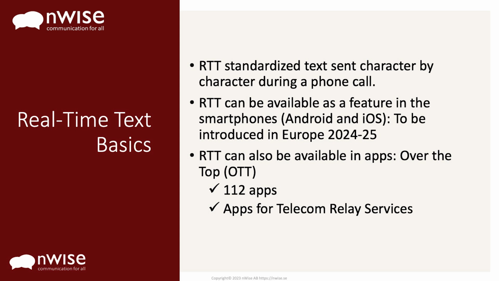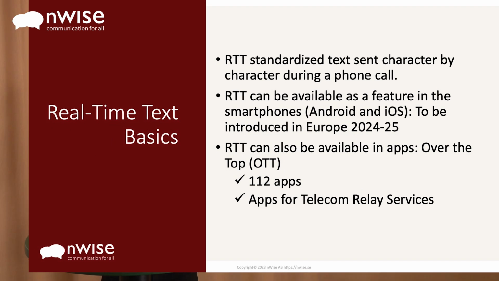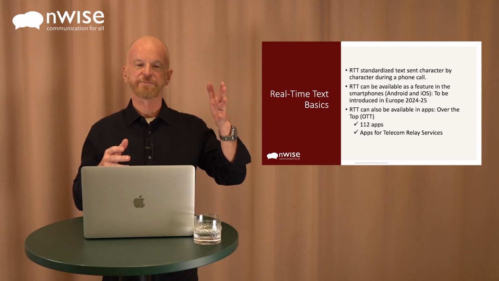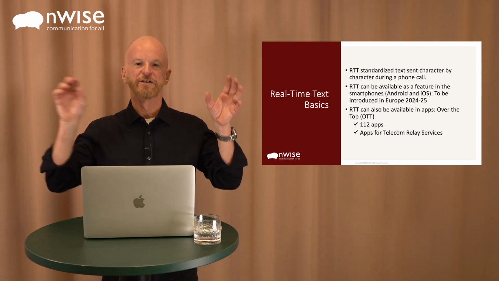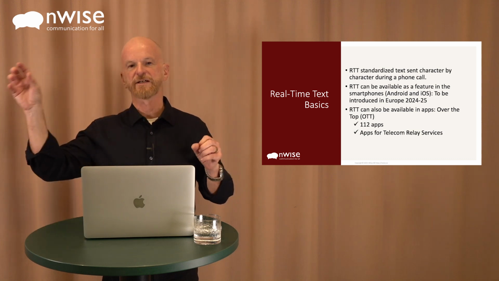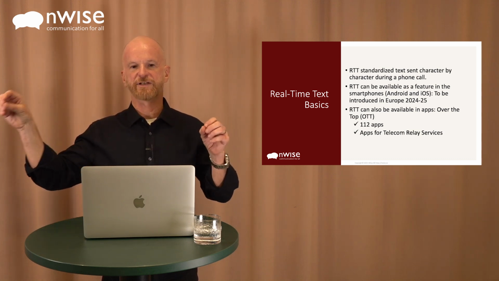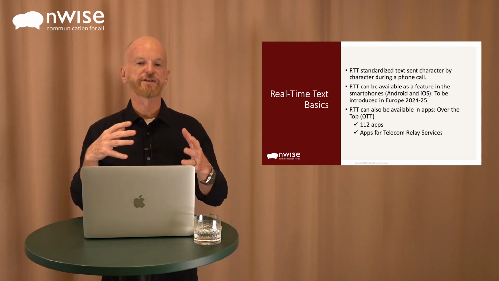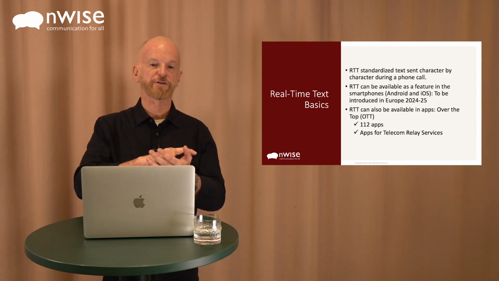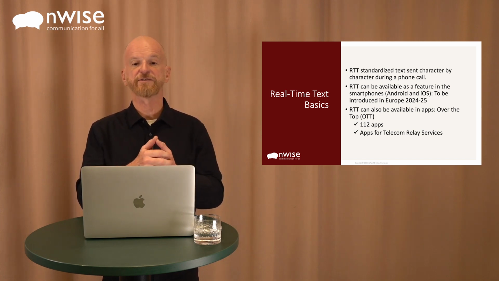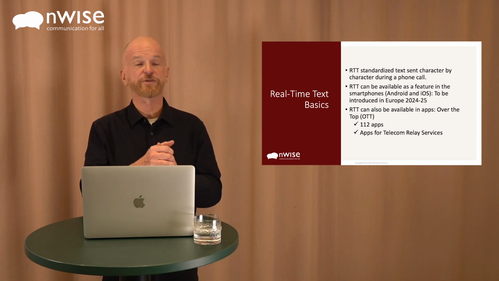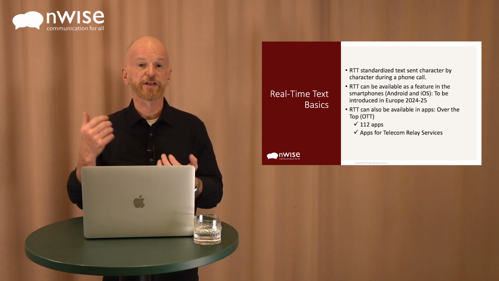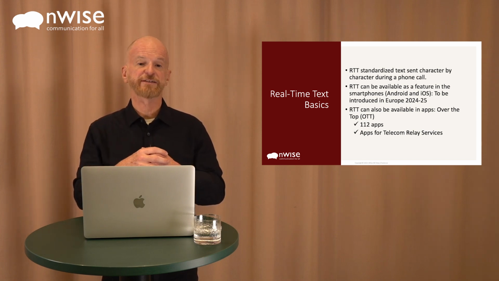Let's talk a little bit about RTT, real-time text, the basics. RTT is standardized text sent character by character during a phone call. You type H, E, L, L, and as you type a character, it appears on the other screen as you type it. RTT can be available as a feature in smartphones, Android and iOS, and it will be introduced in Europe in 2024-25. It's been available in the US since 2019.